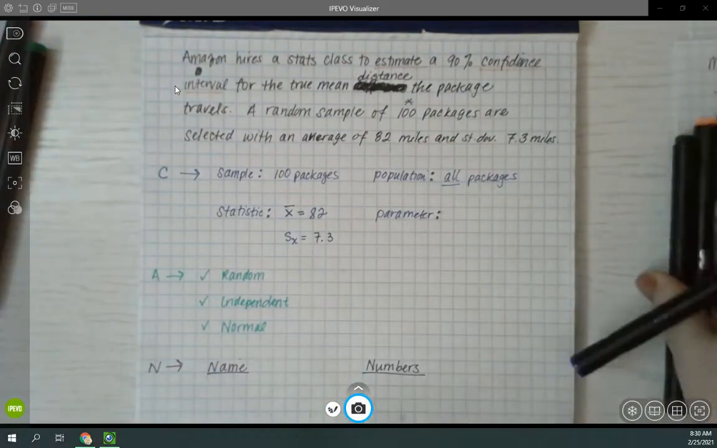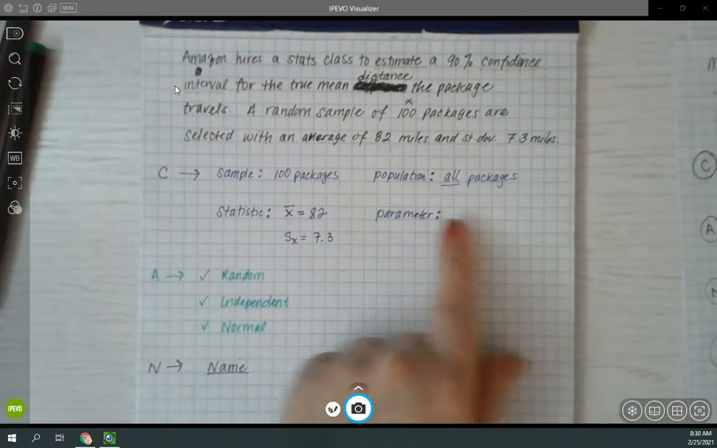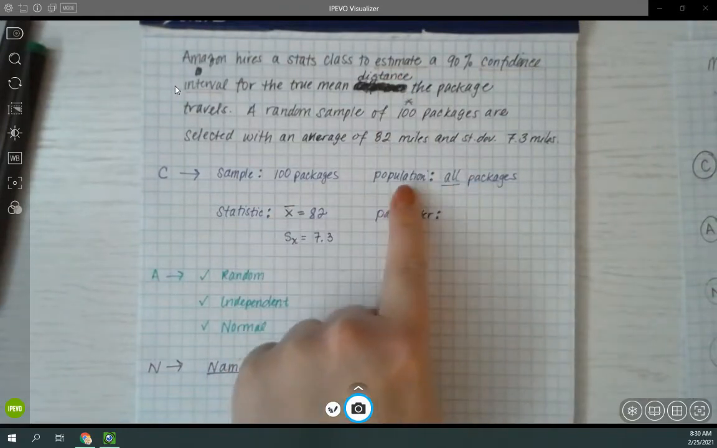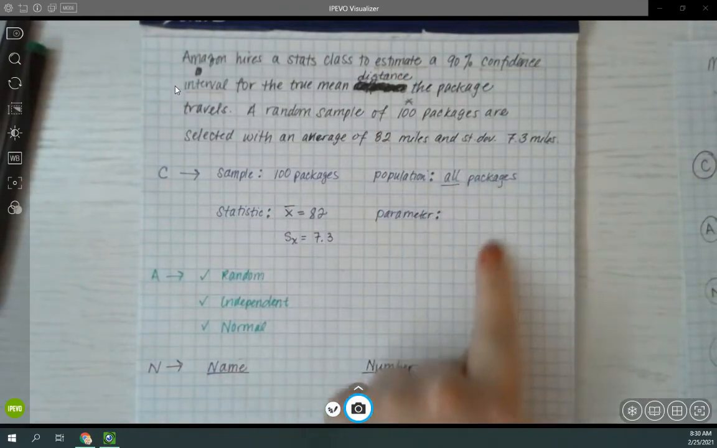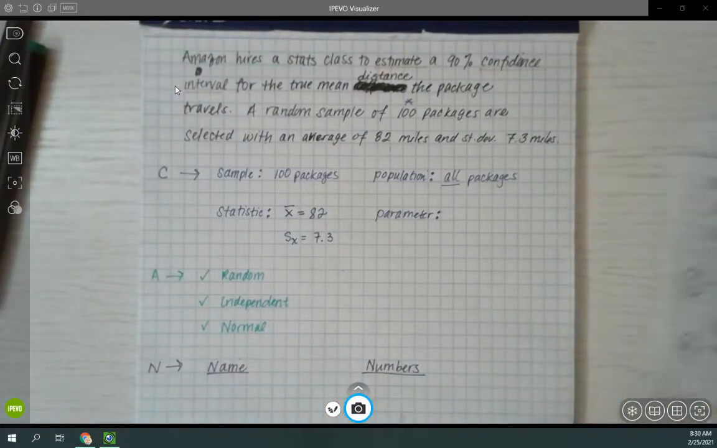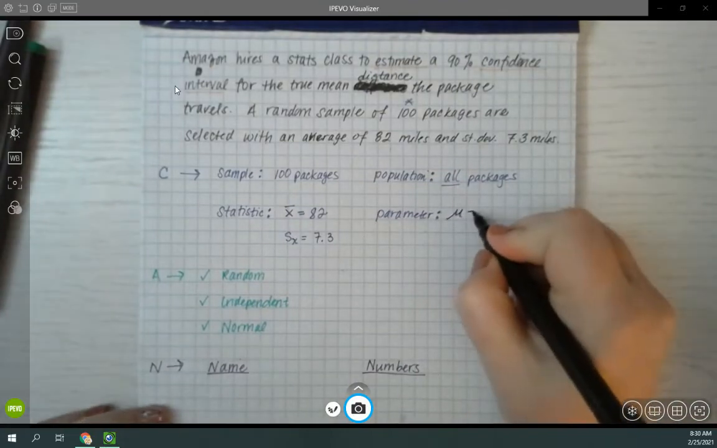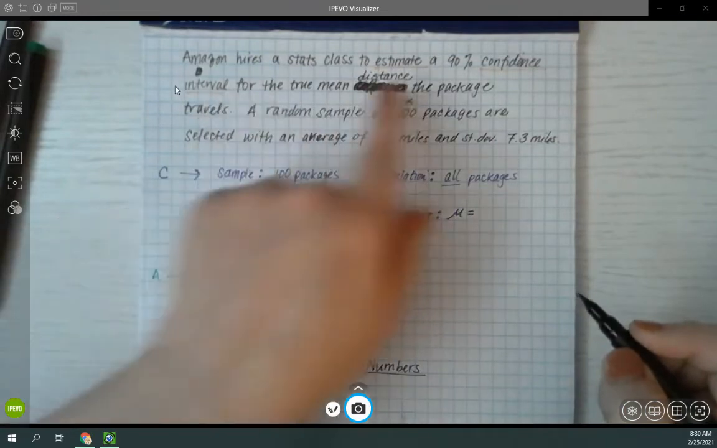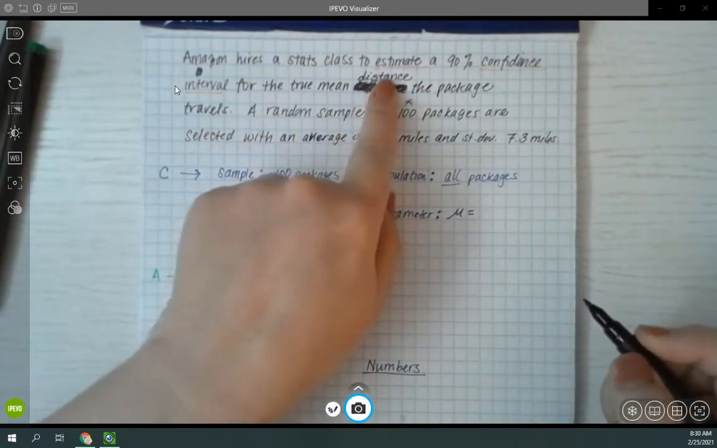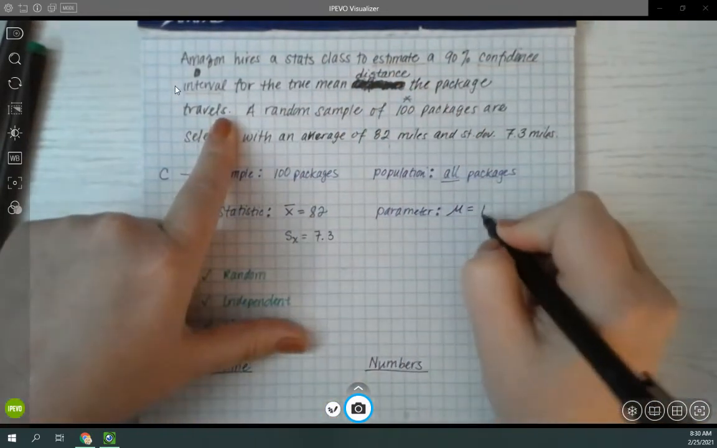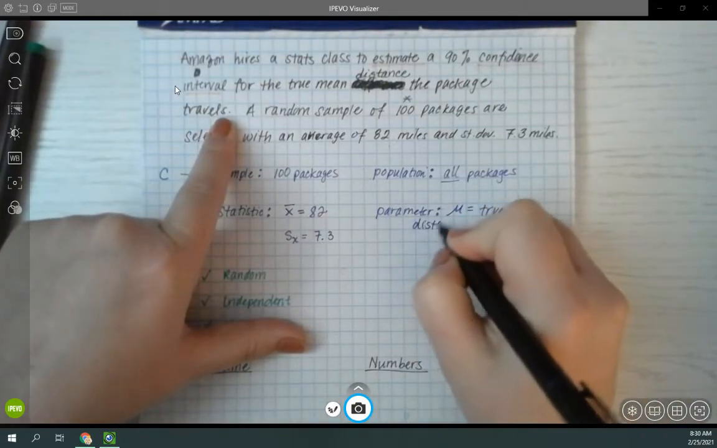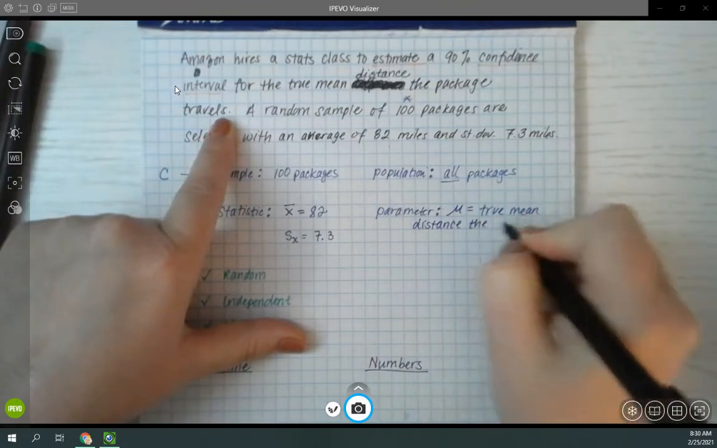My parameter is also going to be in words. Notice I don't know anything about the population. That's what we're estimating. So when I'm talking about population and parameter, these will be in words. So my parameter is that letter mu. I'm going to put mu equals, and I am estimating the true mean distance the package travels.